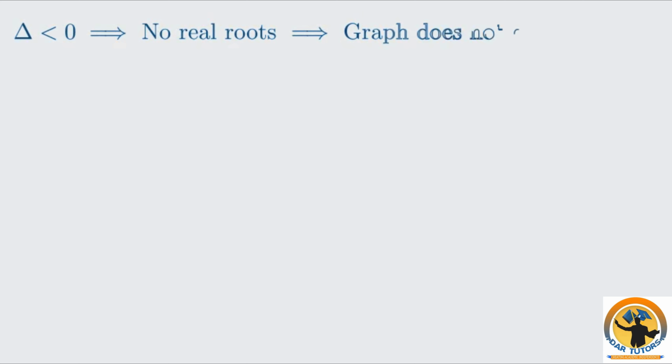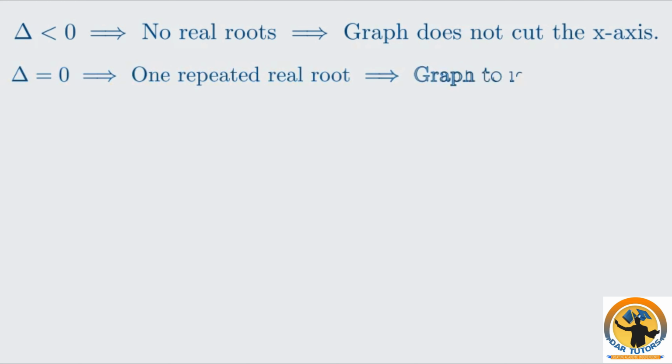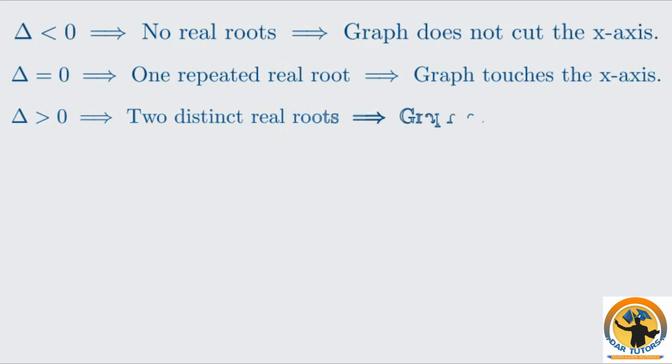We've seen that the discriminant tells us the number of real roots. Graphically, this corresponds to the number of times the parabola intersects the x-axis. If the discriminant is negative, Δ < 0, there are no real roots. The graph does not cut the x-axis. If the discriminant is 0, Δ = 0, there is one repeated real root. The graph touches the x-axis at exactly 1 point. If the discriminant is positive, Δ > 0, there are 2 distinct real roots. The graph cuts the x-axis twice. This connection between the algebra of the discriminant and the geometry of the graph is a key concept.